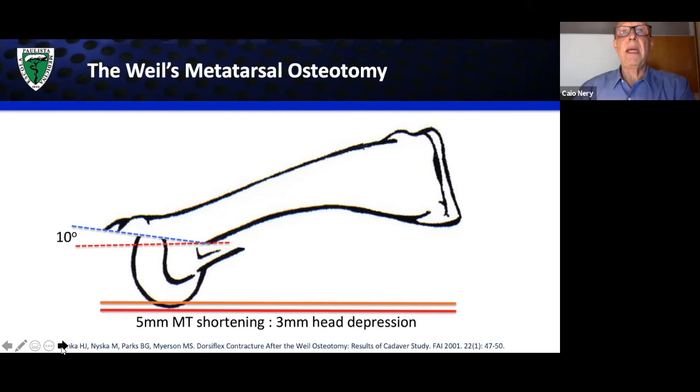This may explain the residual plantar forefoot pain as well as the transverse metatarsalgia after an unsuccessful Weil osteotomy.